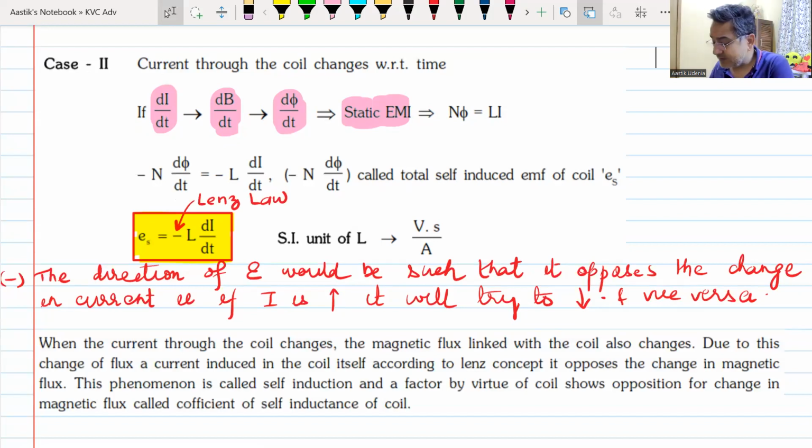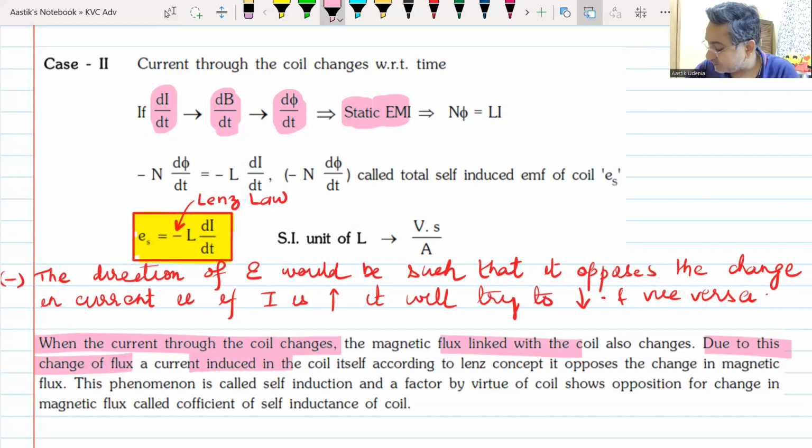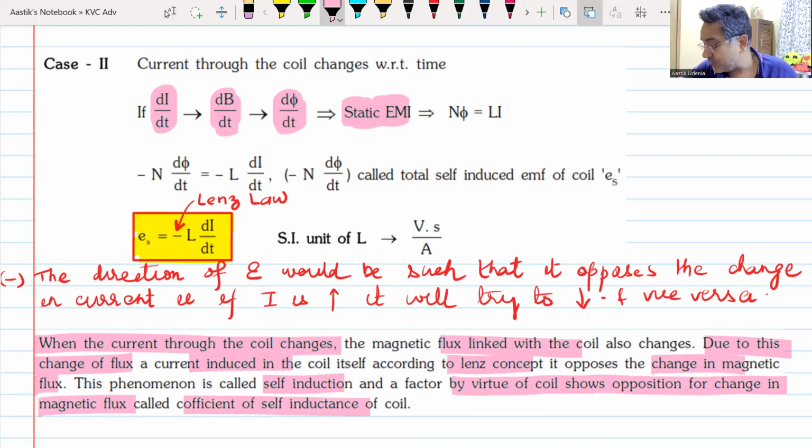So the phenomenon of self-induction: when the current in the coil changes, the magnetic flux linked with the coil changes. Due to this change of flux, a current is induced in the coil. According to Lenz's law, it opposes the change in magnetic flux. This phenomenon is called self-induction, by virtue of which the coil shows opposition to change in magnetic flux, and it is denoted by the coefficient of self-inductance. L is known as the coefficient of self-inductance, and it tells us the ability or the property of a coil to oppose any change in current through itself. I'll give you 2 minutes to note this down.